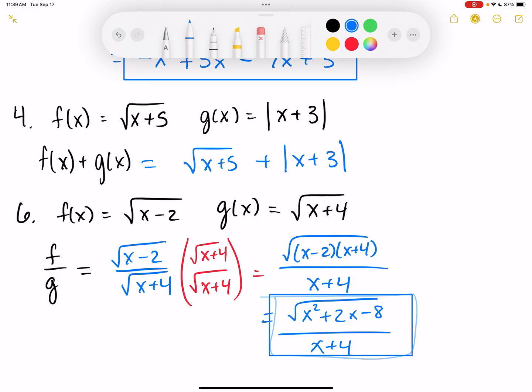And again, they're talking about the domain and stuff of this. I'm not worried about that. As far as domain, we would be finding what makes the top greater than or equal to 0 and what makes the bottom not 0. But I'm not worried about you doing that part.